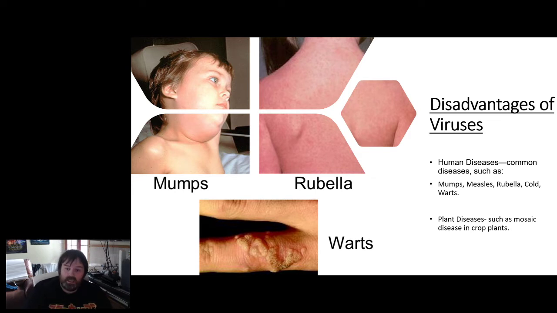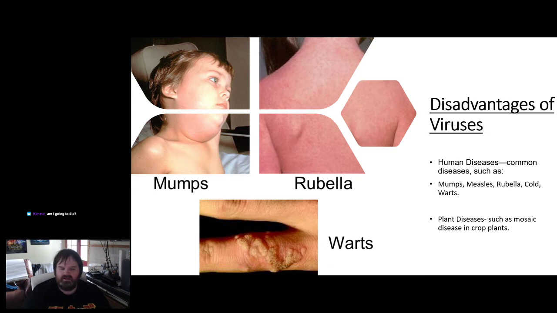Plant diseases like mosaic disease make stripes in plants, and tobacco mosaic virus, other ones they do that. Dutch elm disease, a bunch of other ones like that. They're very bad for plants, and plants don't have the same kind of immune system we do.